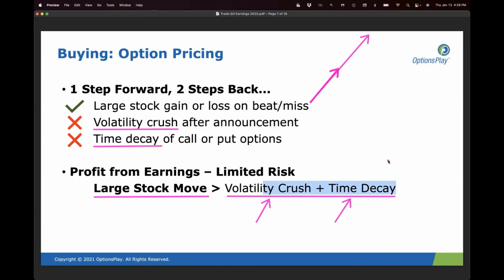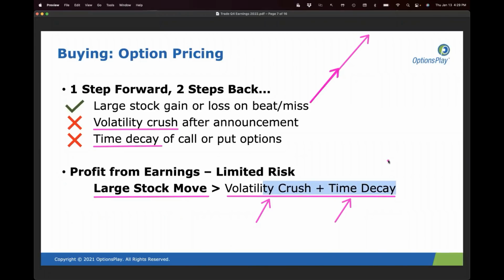Does that make sense conceptually? Please type 3 into the chat window if that makes sense to you. Even if you don't know what volatility crush or time decay means, this is just basic arithmetic: you have two things working against you, and you have one thing that could potentially move the needle enough. Now, I will say, if you get the stock direction wrong, well, now you've got three things working against you, and you pretty much have a sure bet of losing money.